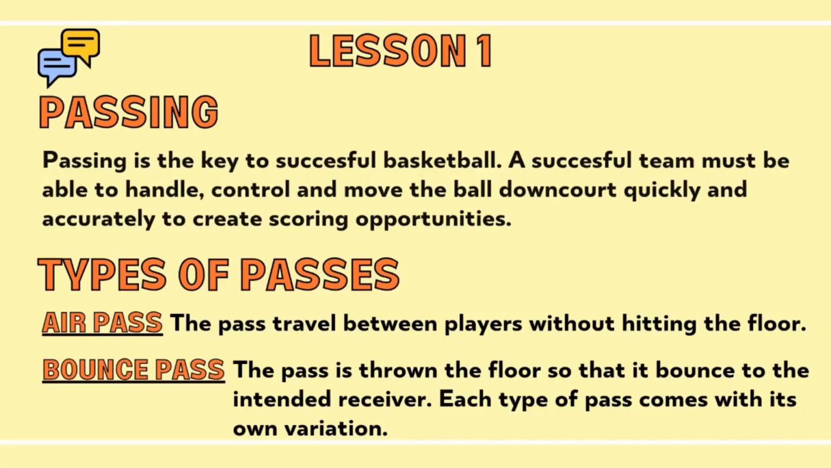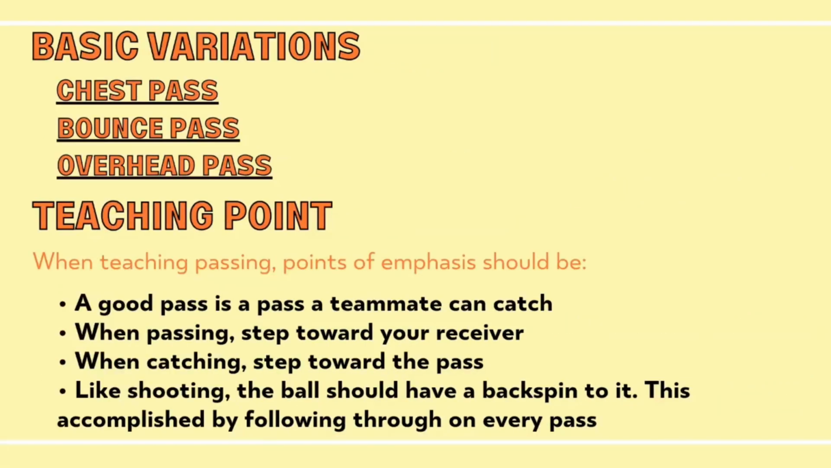So, ang air pass, dapat ang pagpasa nimo kay receiver diretso lang. Kung gunit mo sa bola, diretso pasa nimo without hitting the floor. While ang bounce pass, need pa siya i-bounce sa floor before maabot kay receiver. There are three basic variations of passes. First is chest pass, bounce pass, overhead pass. But later na nako na siya ipakita sa inyo ha.